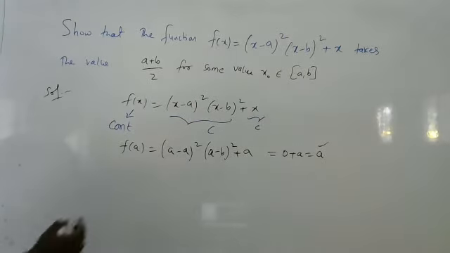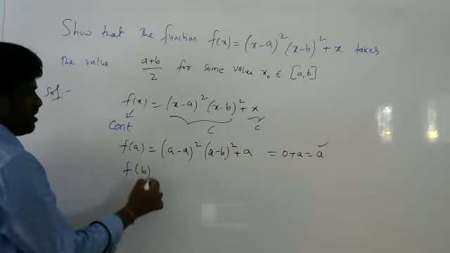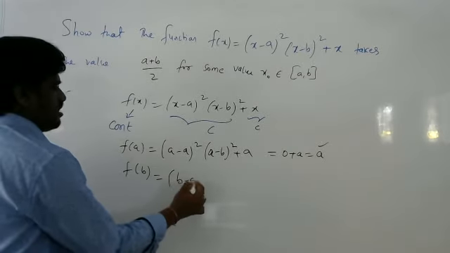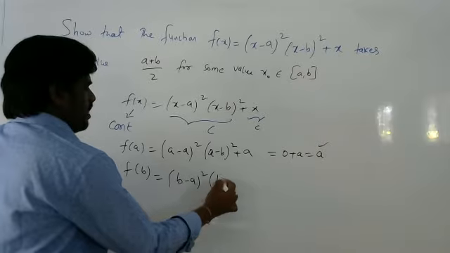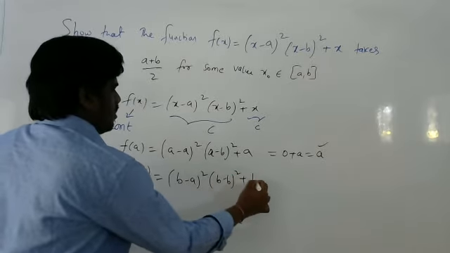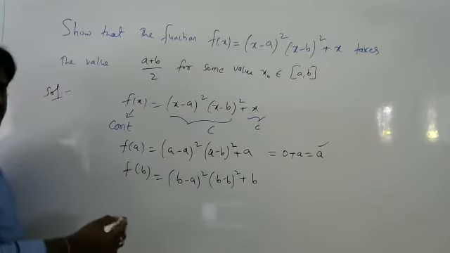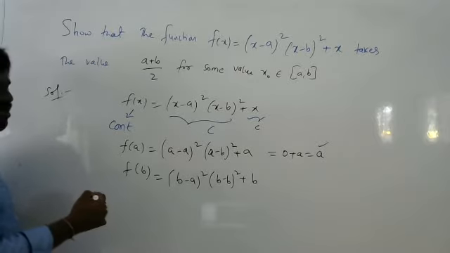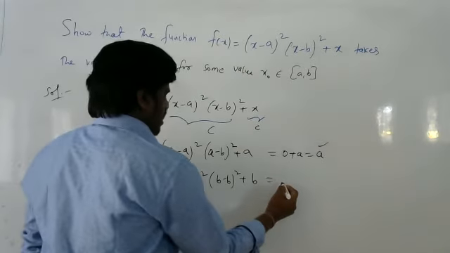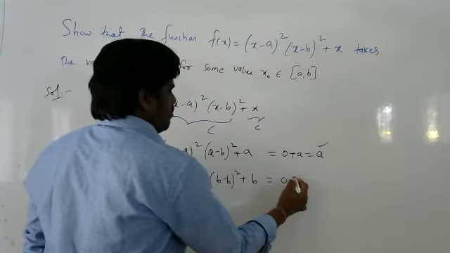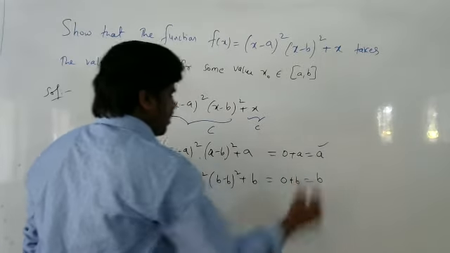Now let us substitute f of b. f of b is b minus a whole square, b minus b whole square plus b. b minus b is 0, 0 square is 0, 0 into anything is 0. So I get 0 plus b, that is also b.